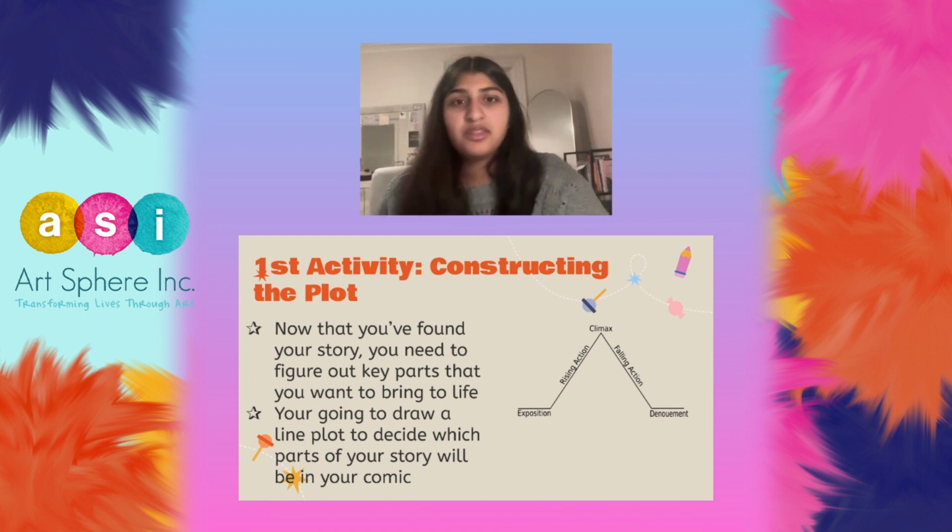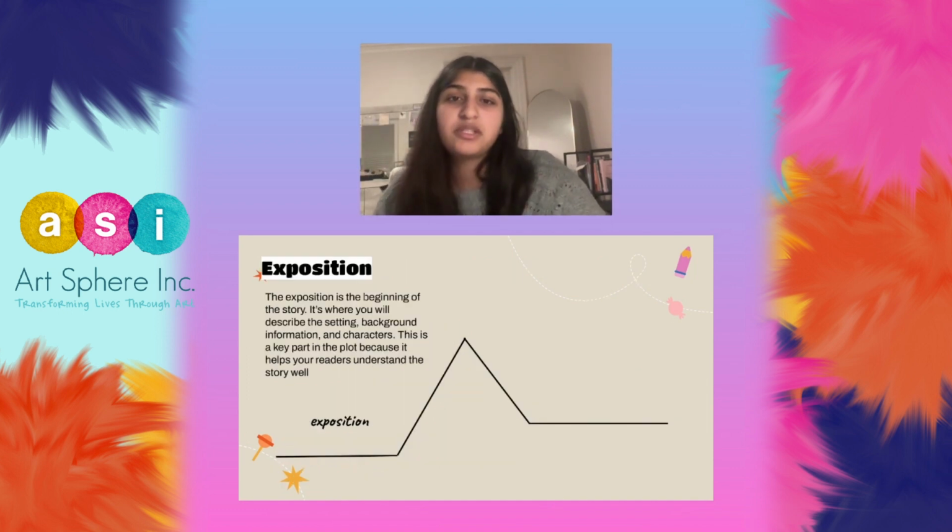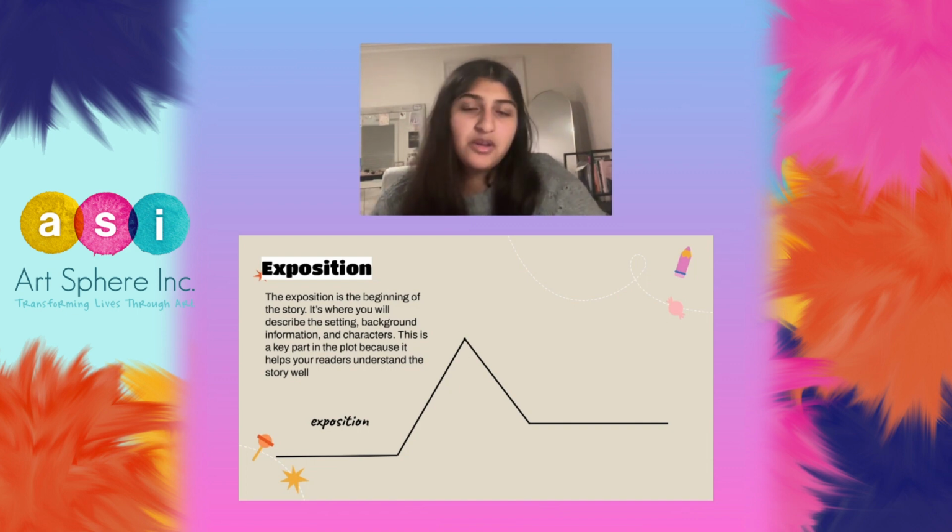Here are the parts of the plot. The first is the exposition, and it's basically the beginning of the story, and this is where you describe the setting, characters, background information, and this is a key part in the plot because it helps your readers understand what is happening, what am I going to read about, what am I going to learn about.